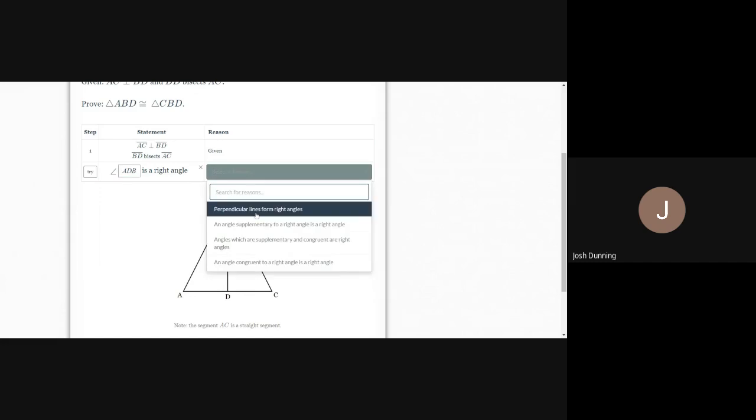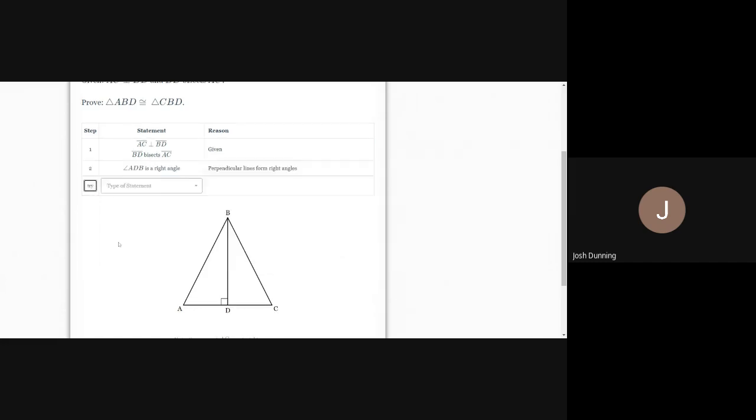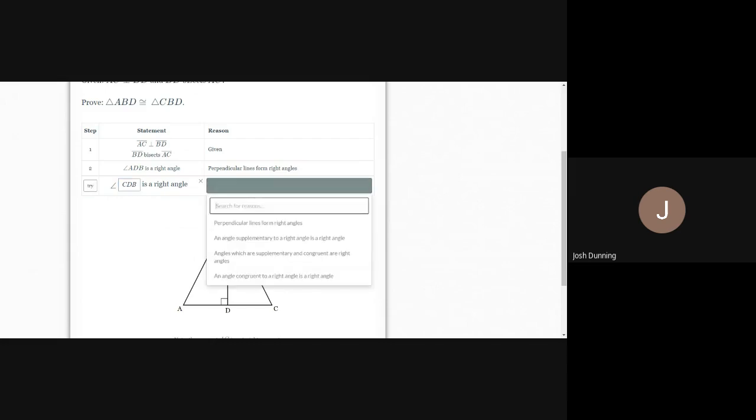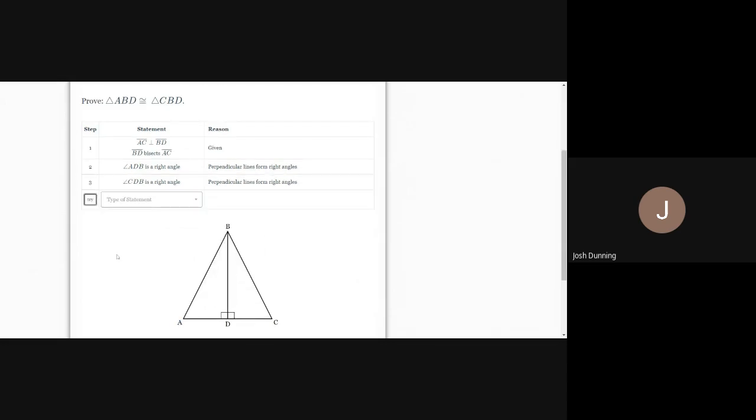The right angle, the reason: perpendicular lines form right angles. Okay, so that went through. We also got CDB is a right angle. So that means that those two angles are congruent because all right angles are congruent. They're all 90 degrees.